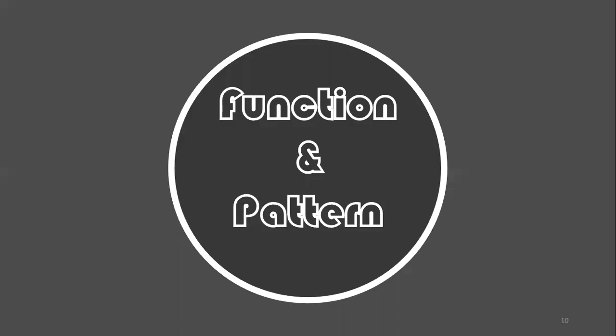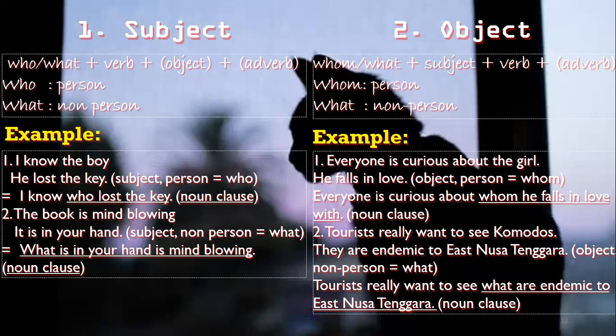Okay, next. The function and pattern. The first one is subject. It has a formula: who or what plus verb plus object plus adverb. Who is for person and what is for non-person. For the example is, I know the boy, and he lost the case. If we merge those, it will be, I know who lost the case. Who lost the case is the noun clause.